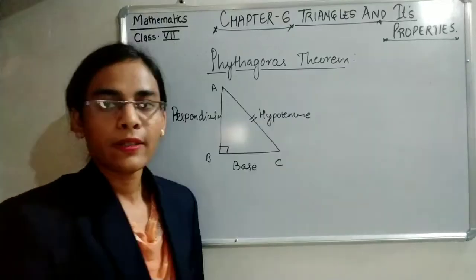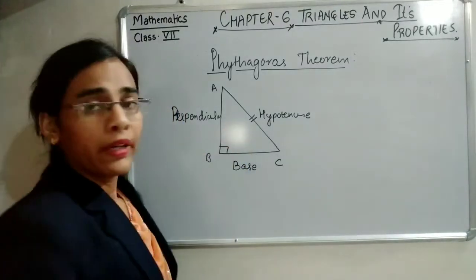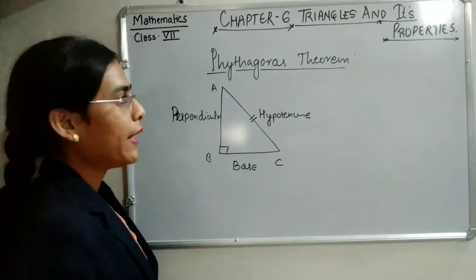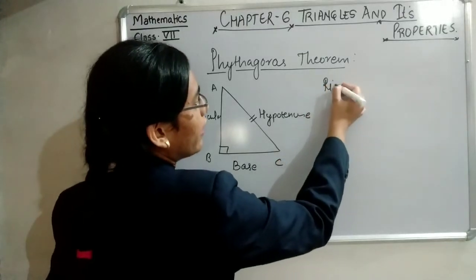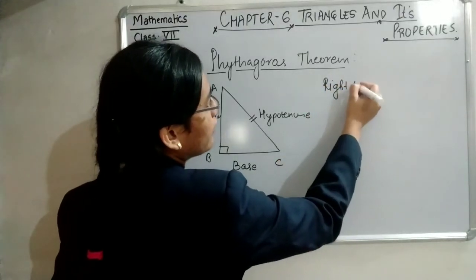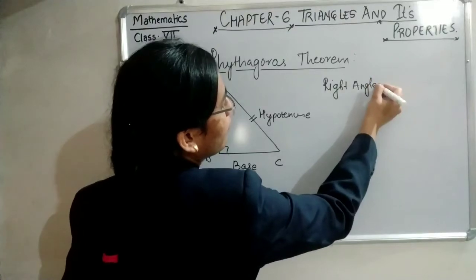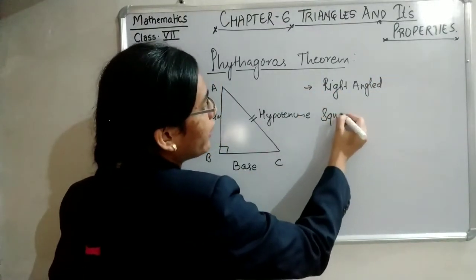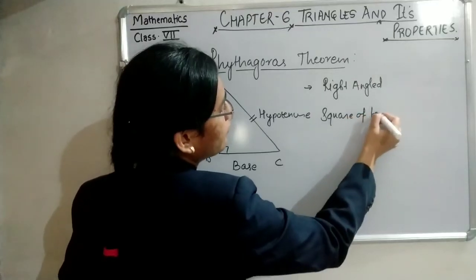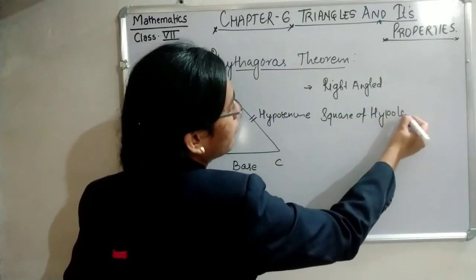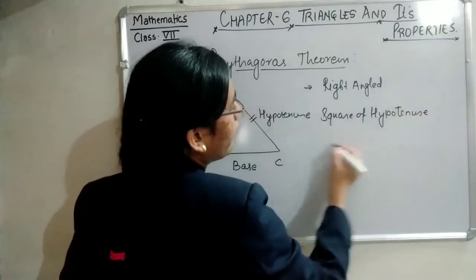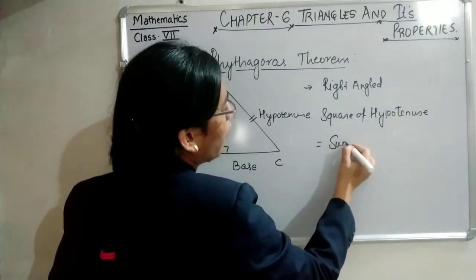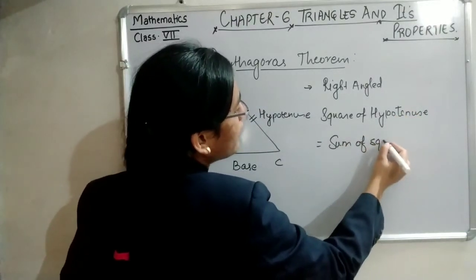This is the Pythagoras theorem, and this Pythagoras theorem is only true for a right angle triangle. The triangle should be right angled, which states that the square of the hypotenuse is equal to the sum of the squares of its legs.